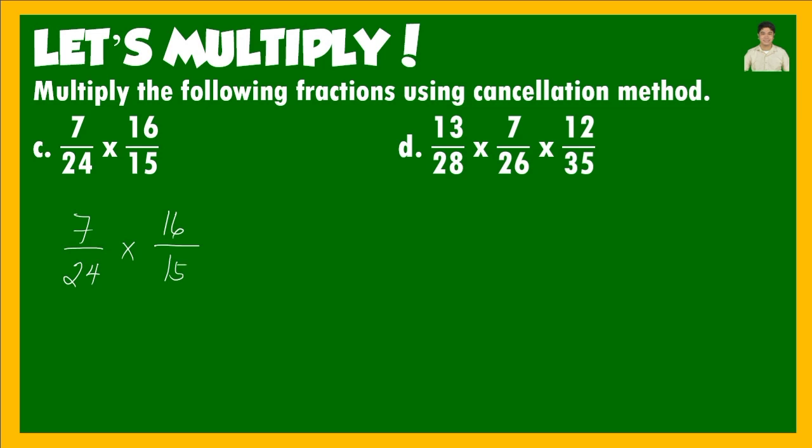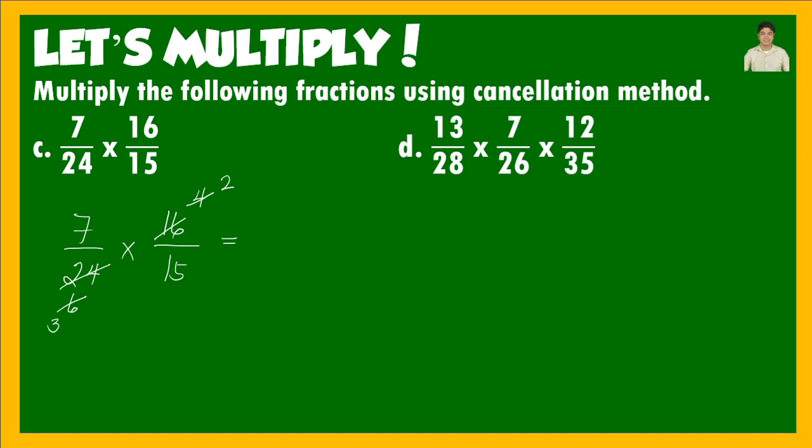So, yung 7 and 15, wala po silang common factor. But 16 and 24, they have common factor. So, try natin yung 4. So, 16 divided by 4, this will become 4. And then 24 divided by 4, that will become 6. And then, pwede pa po nating i-simplify yung 4 tsaka 6. So, divide natin sila pareho sa 2. So, 4 will become 2, and then 6 will become 3.